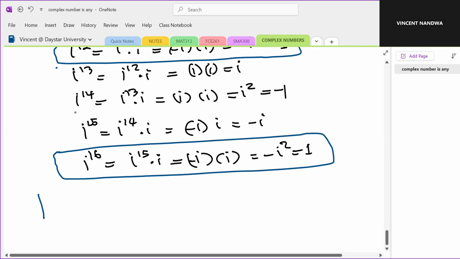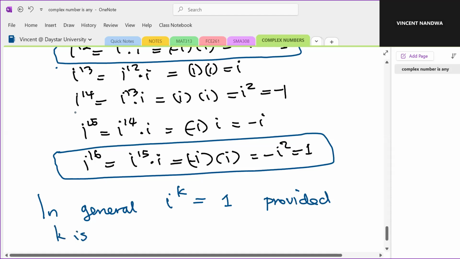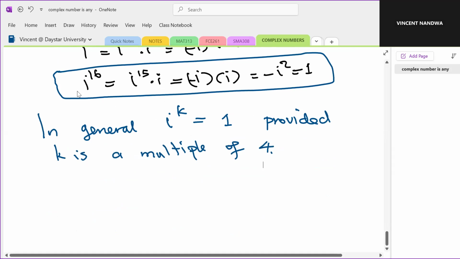So in general, i power k will give you 1, provided k is a multiple of 4. And so you can be given higher powers of i and reduce them to smaller powers of i, or 1.